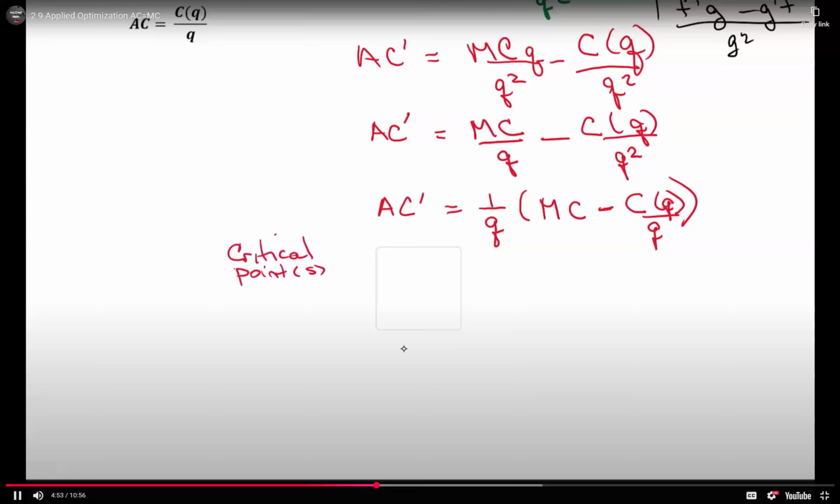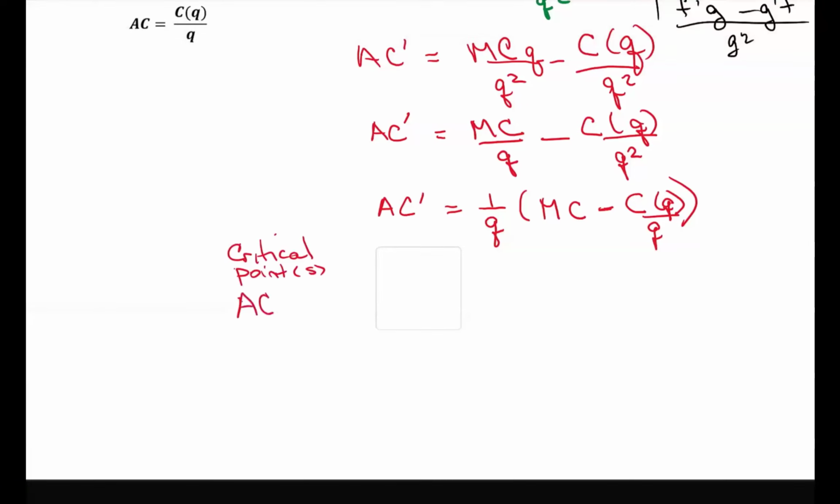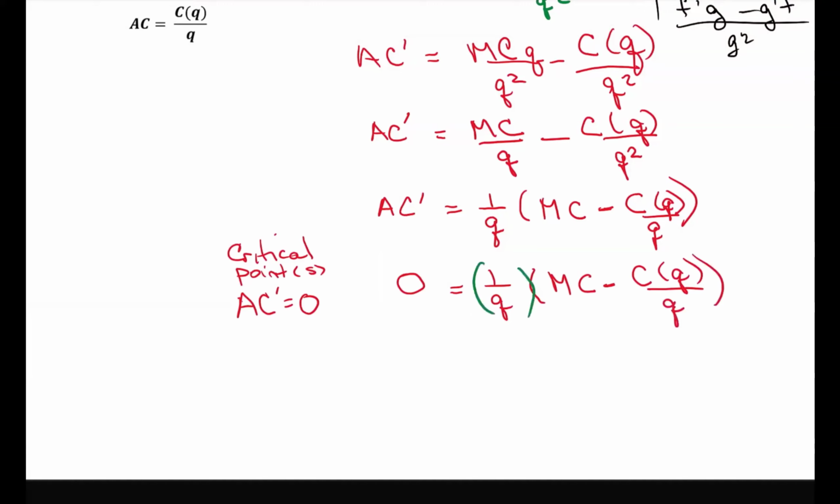I said the derivative of the average cost equals 0. That equals 1 over Q times marginal cost minus the cost divided by Q. Now I have two functions multiplied together that equal 0. And I know for sure that 1 over Q cannot be equal to 0, because there's no value of Q I can put in there to make it equal to 0.